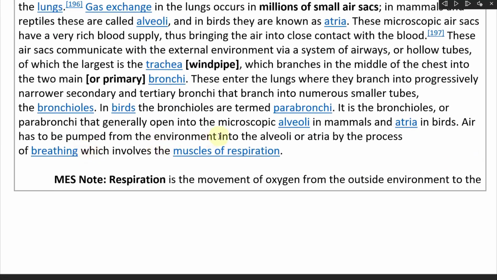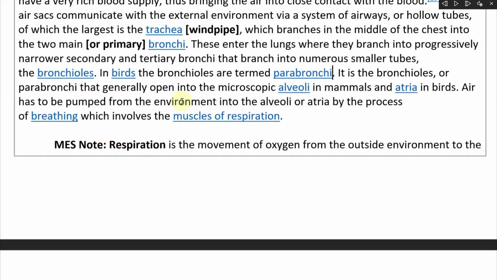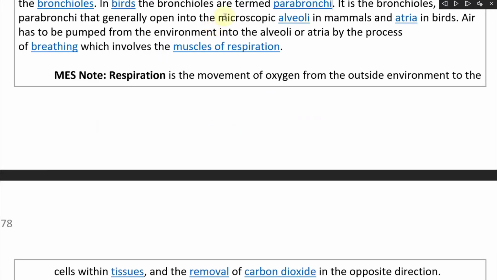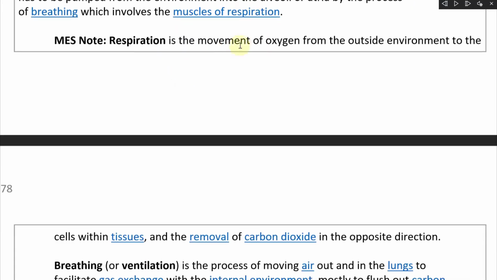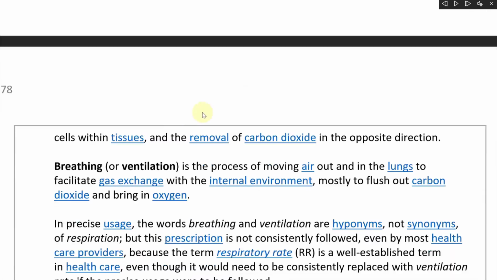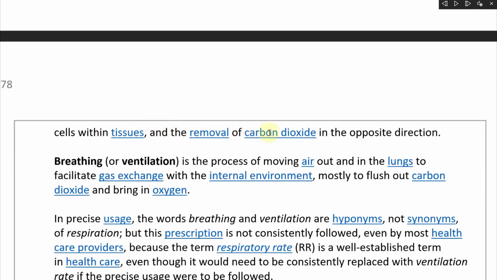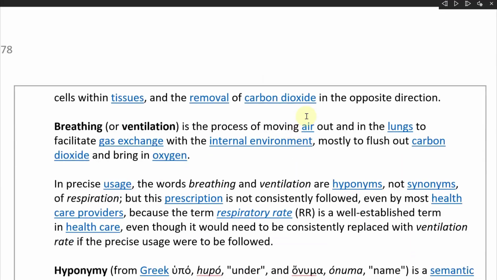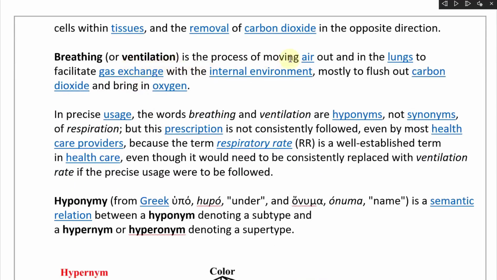Air has to be pumped from the environment into the alveoli or atria by the process of breathing, which involves the muscles of respiration. And let me just note, respiration is the movement of oxygen from the outside environment to the cells within tissues, and the removal of carbon dioxide in the opposite direction. So oxygen in, CO2 out. Breathing or ventilation is a process of moving air out and in the lungs to facilitate gas exchange with the internal environment, mostly to flush out carbon dioxide and bring in oxygen.